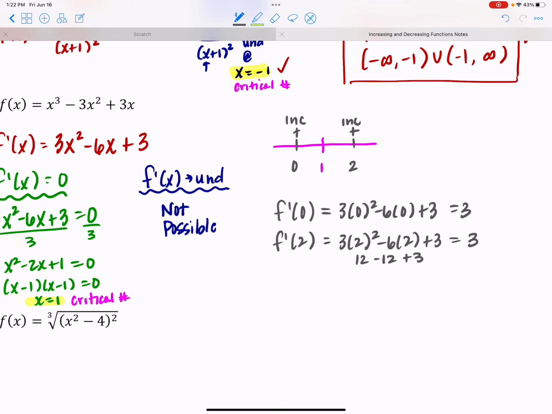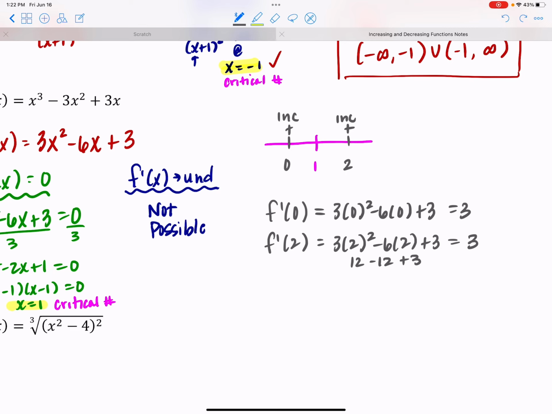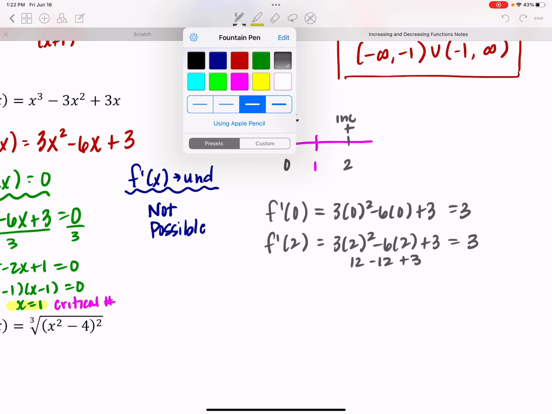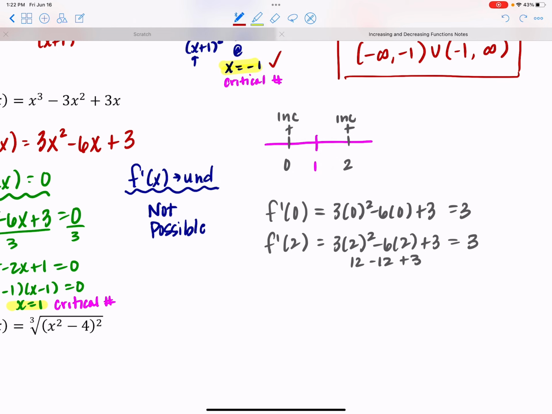I said I knew the behavior of this parabola, but I forgot that the parabola is not really what we're looking at. We're looking at this cubic function up here. So I have one critical number where my slope is going to be 0, and then before that we're increasing, after that we're increasing. So this graph is going to be increasing from negative infinity up to 1, and then again from 1 to positive infinity, just not at 1 because the slope is going to be 0 there.